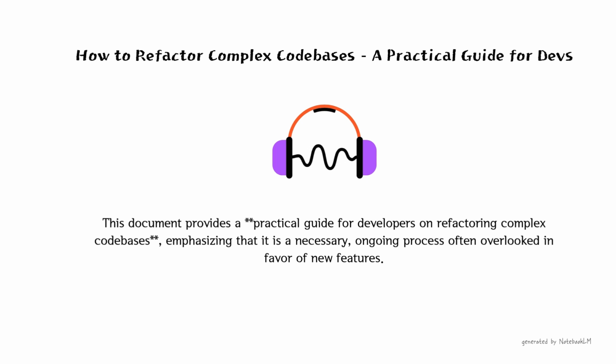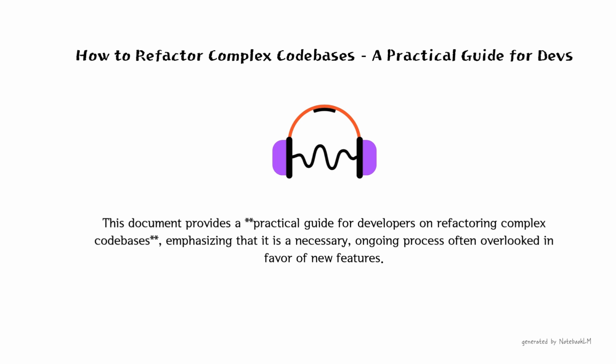Understandably, when would a big bang even be considered? Maybe if the underlying technology is completely obsolete and has to be replaced entirely. But even then, the advice is usually to try and break that massive rewrite into smaller, phased releases if at all possible. So the strong recommendation is go incremental whenever you possibly can. Overwhelmingly, yes. Treat large refactorings as a series of small, manageable ones.